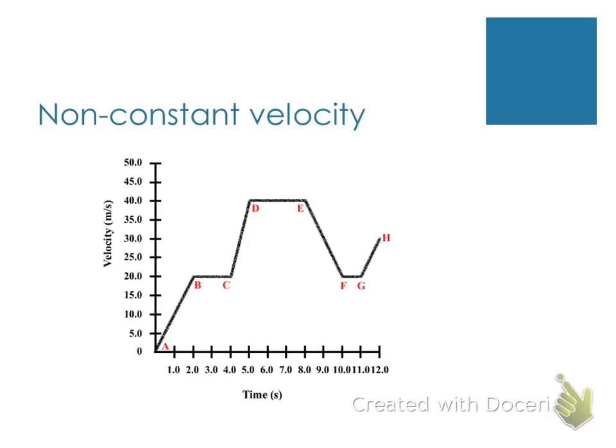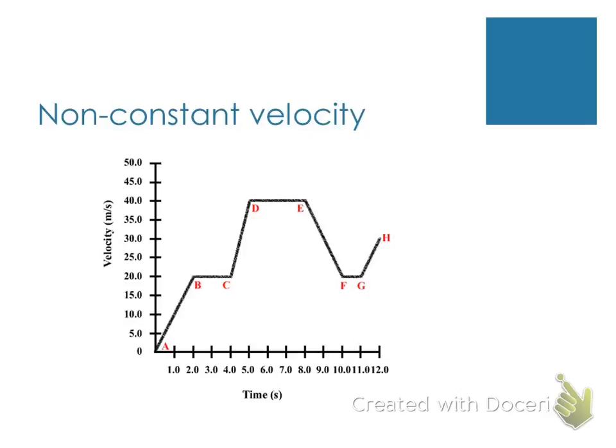So this is non-constant velocity. Let's walk through what's going on here. From A to B, we're going from 0 meters per second to 20 meters per second. So what are we doing? We're speeding up, right? We're going faster. And are we going in the positive direction or the negative direction?